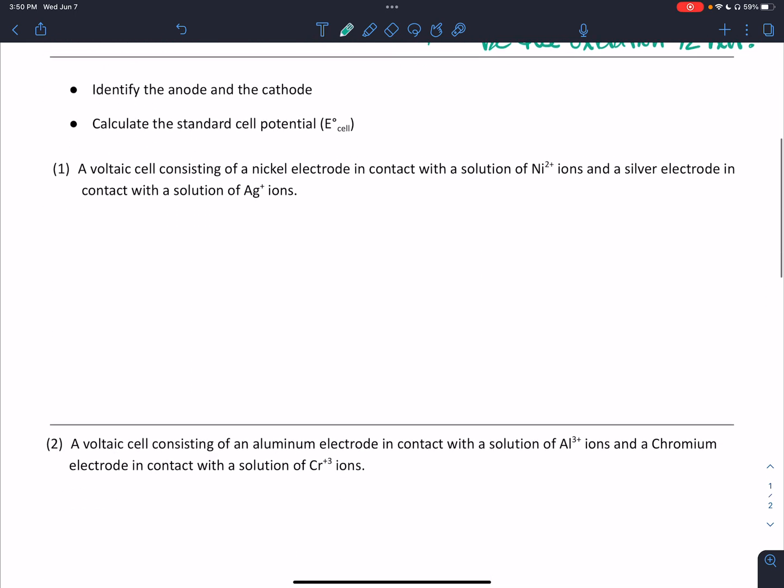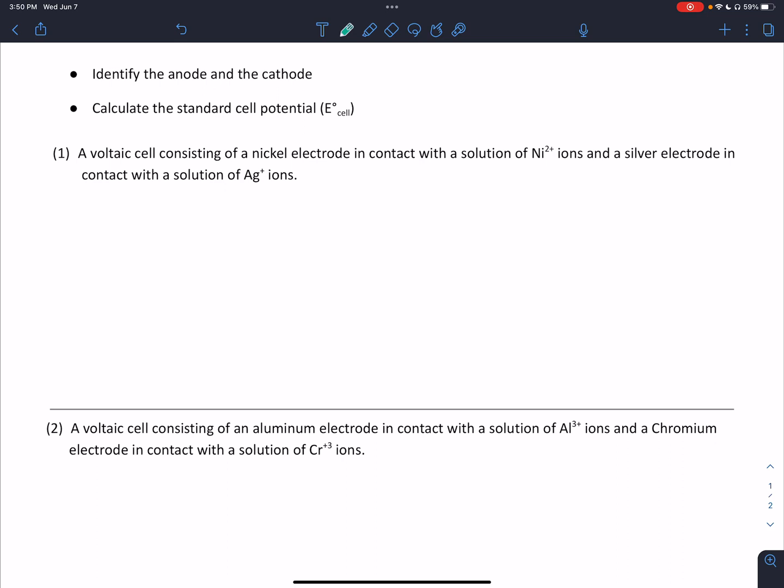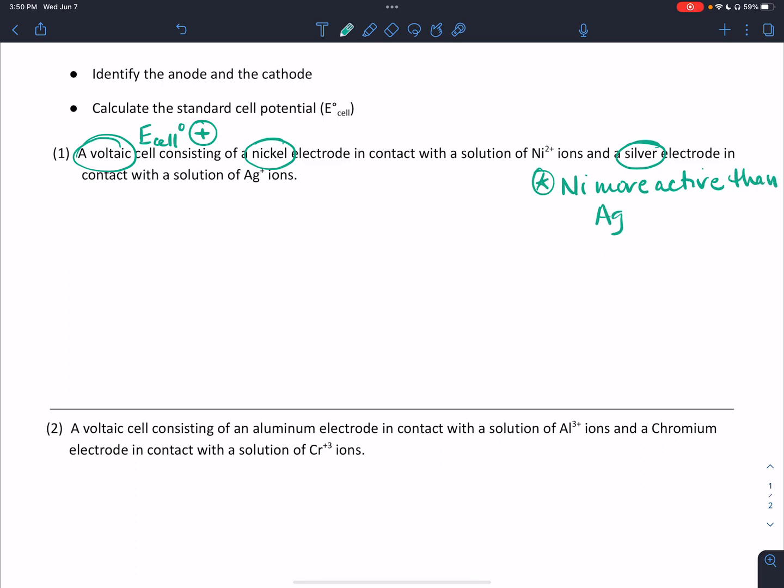Let's look down here at our examples. For each of these, we're going to identify the anode and the cathode and then calculate the standard cell potential. We have a voltaic cell, so I need E cell to be positive, consisting of a nickel electrode in contact with a solution of nickel ions and a silver electrode in contact with a solution of silver ions. I'm going to look at my activity series and see that nickel is more active than silver. That tells me that nickel is my oxidation.